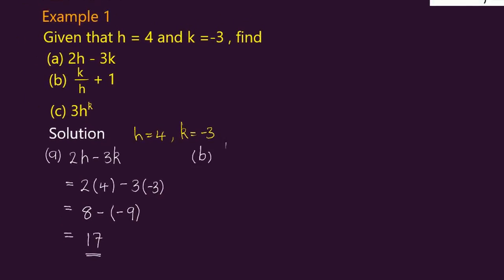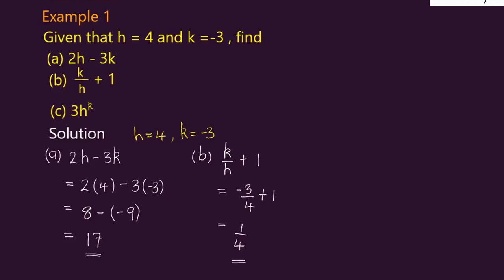We can move on to part B, where we have k over h plus 1. Right, so what do we do? We substitute the values. In place of k we place -3, in place of h we put 4, and that's plus 1. So -3 over 4 plus 1 will give us a quarter for the answer.